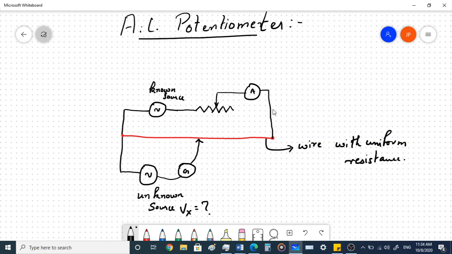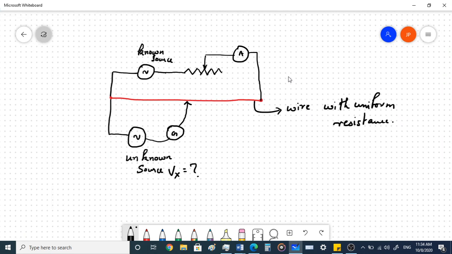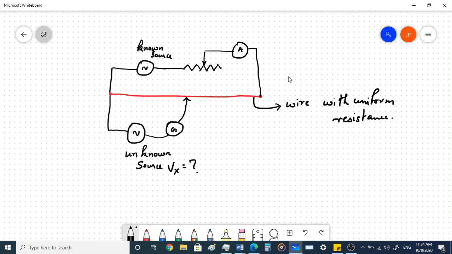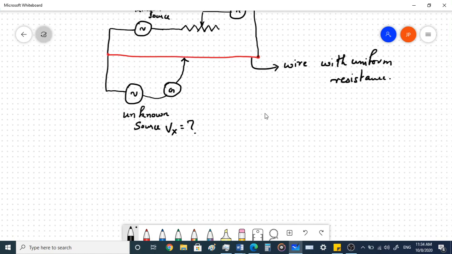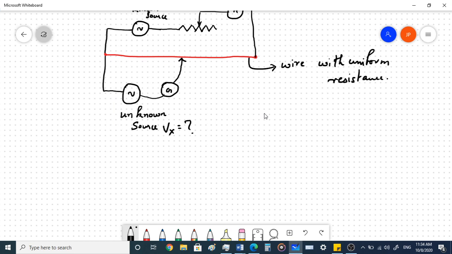But in this case, if we go with this setup, definitely we will not get a proper accurate measurement. And if you want a proper accurate measurement, we need to use a standard cell, which is not available in the case of AC sources. With AC sources, we can't have standard cells which provide a standard exact value of AC. So in that case, we'll again have to depend upon the DC source. Now we'll look at how we can do the calibration with the help of a DC source in an AC potentiometer. That is what we are going to look at in today's session.